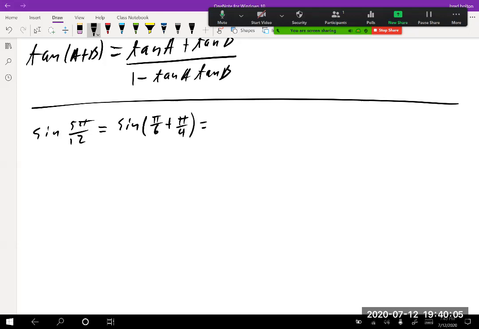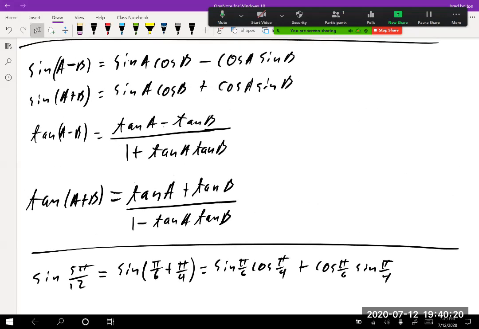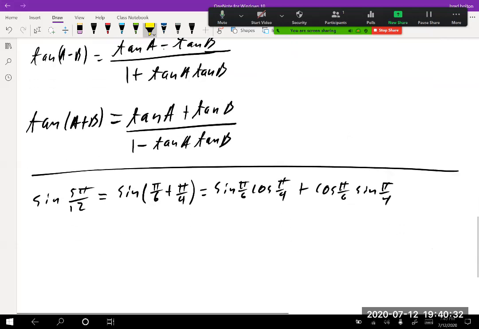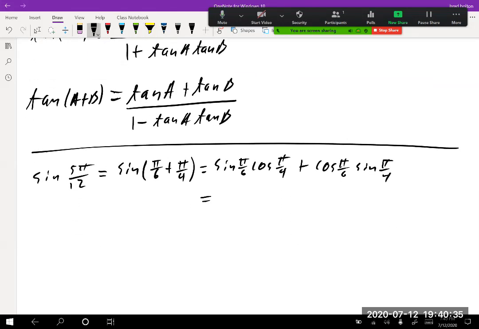And then according to the formula, we just take the sine of pi over 6, the cosine of pi over 4, plus the cosine of pi over 6 sine of pi over 4. So all I did was I used this formula right here. I used this one where I said the sine of A, cosine of B, and then I switch it for the other one, and now I do the cosine of A and then the sine of B, okay?